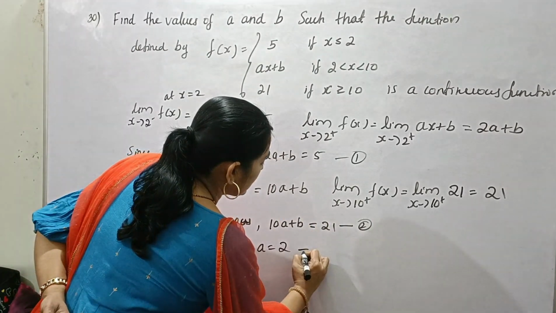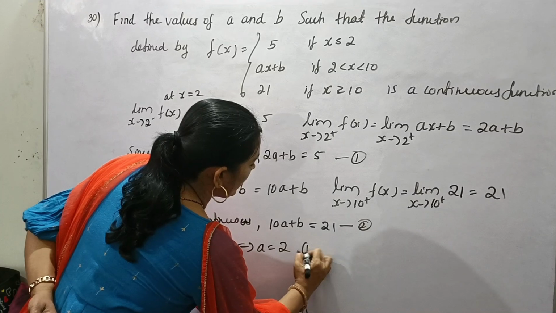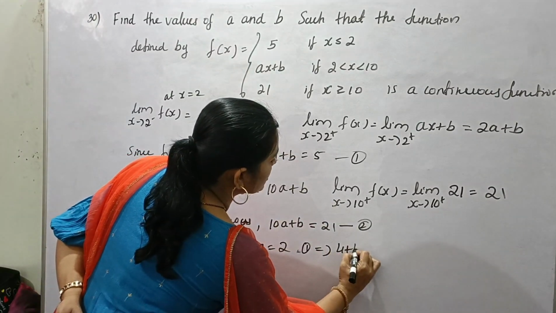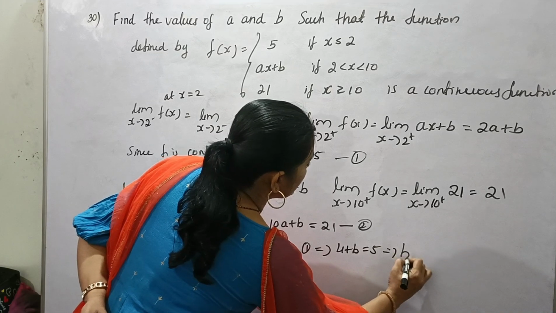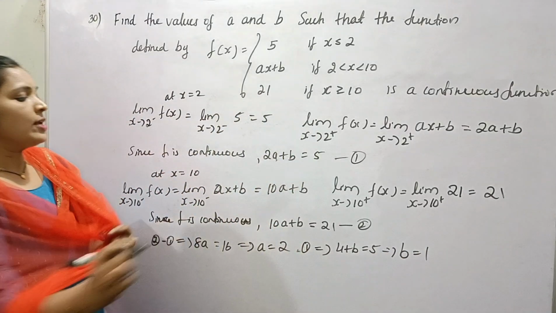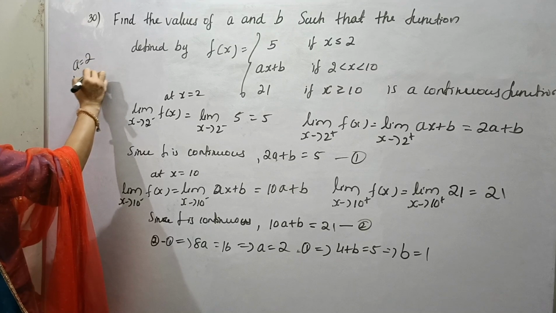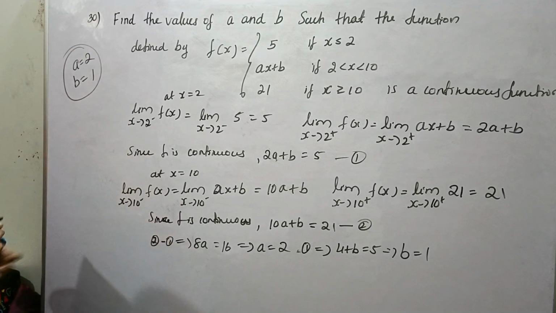Equation 1 gives 2 into 2, 4. 4 plus b is equal to 5. This implies b is equal to 1. So we have got a is equal to 2 and b is equal to 1.